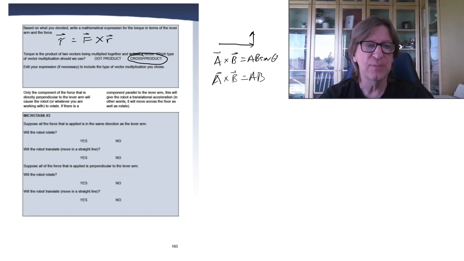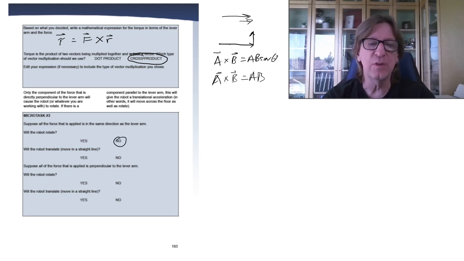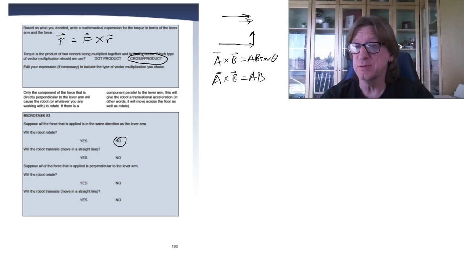So let's apply that. Looking at microtest 3, suppose all the force is applied in the same direction as the lever arm. So here's my lever arm. Let's draw it here. And I'm going to apply my force in the same direction, so let's say I'm applying my force this way. Will the robot rotate? No, right? You can think about that. I'm not pushing it away, so it's not going to rotate at all. However, will the robot translate? Absolutely. This is what's making it go straight forward. So applying this force in the same direction as my lever arm is not going to make the robot rotate.